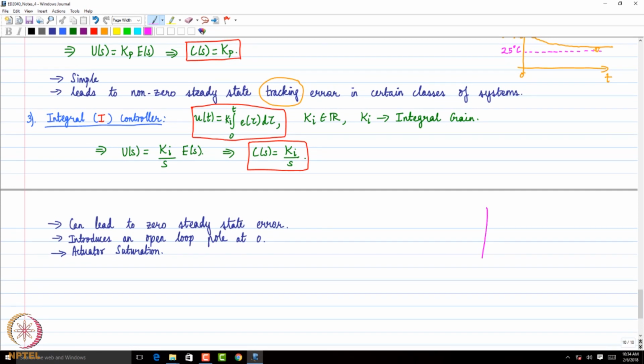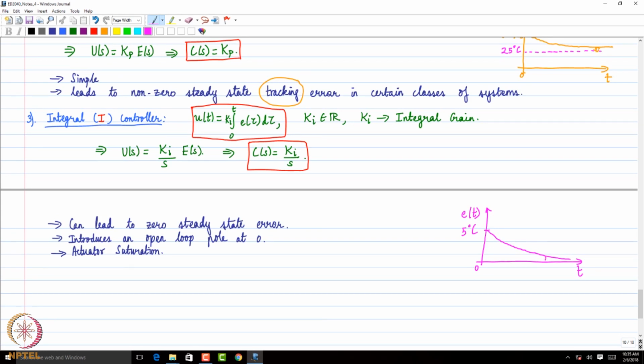Suppose I consider a scenario, once again of this temperature control. Let's say my initial temperature is 30 degrees Celsius. I come in and set my desired temperature at 25 degrees Celsius. So initially the error is 5 degrees Celsius, and the error is going to keep on decreasing. Let's assume that the error remains non-negative all the time, just for the sake of argument. Now, what would integral control do?